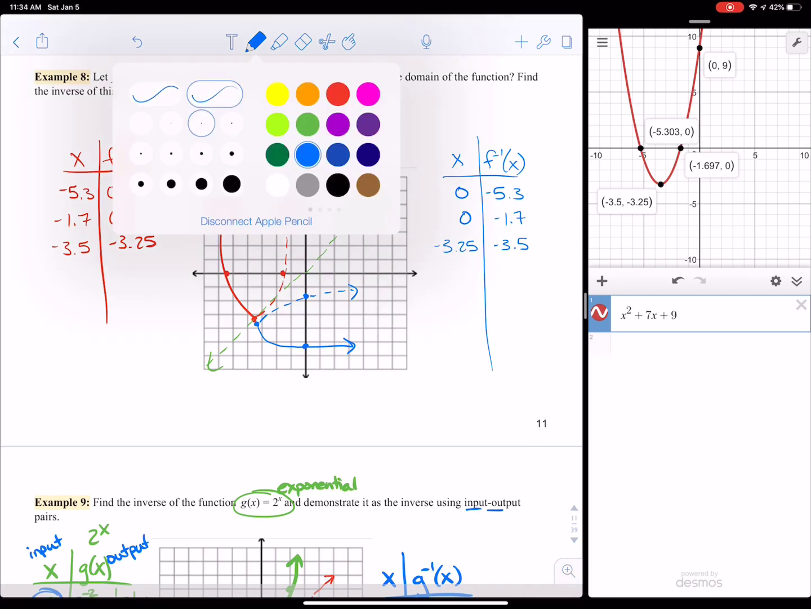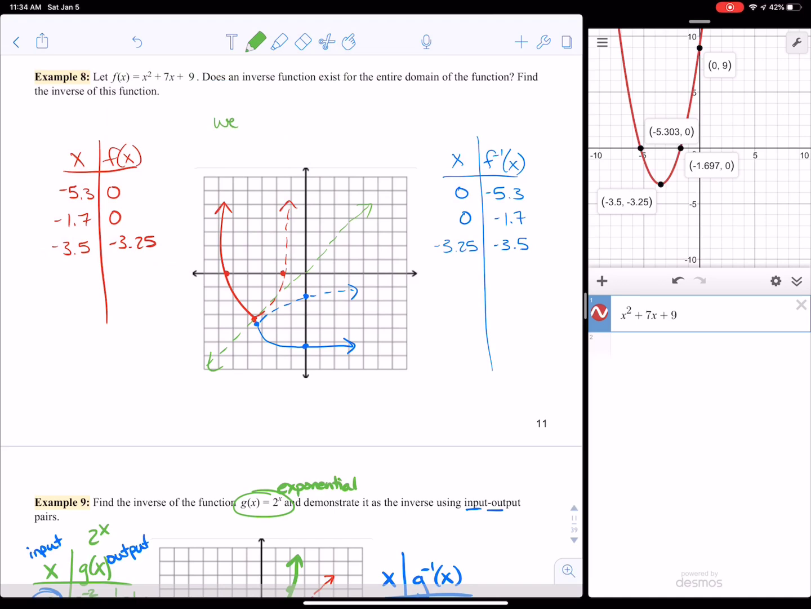Let's write this down. Let's just make it simple. Limit the domain so that it goes from negative infinity up to, this was negative 3.5, or, so let's say negative infinity to negative 3.5 would all be okay. Or you could go from negative 3.5 to positive infinity, and that would be okay.